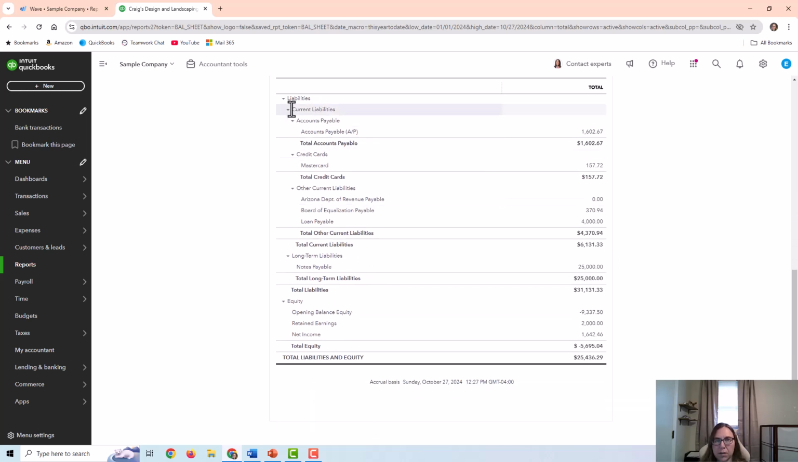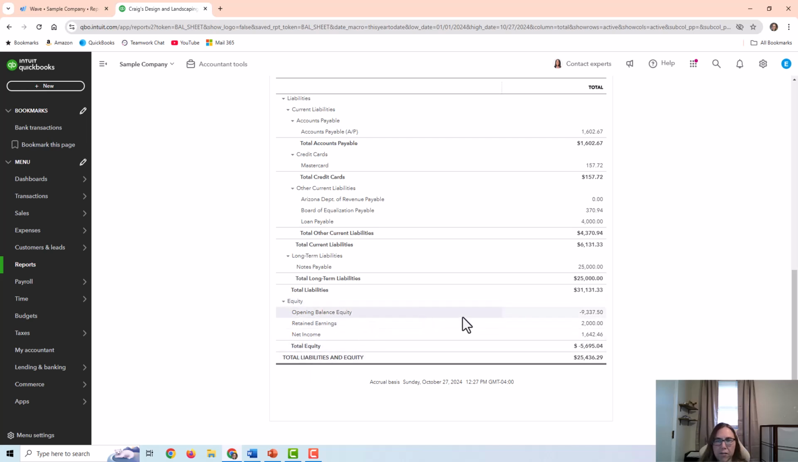And then below that, you see liabilities or debts are also divided into current and long-term. Things you're going to probably pay within a year versus things that are more of a long-term debt paid over a longer period of time. And we'll talk about that in more detail in a later lesson.